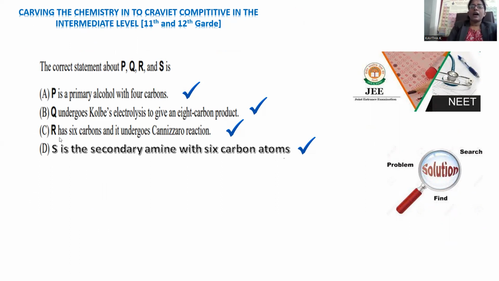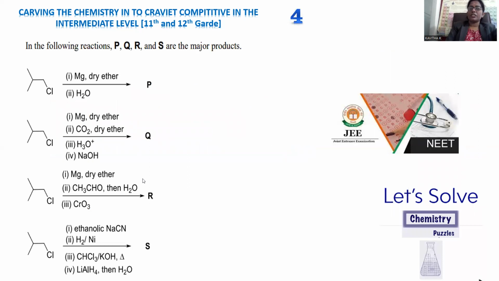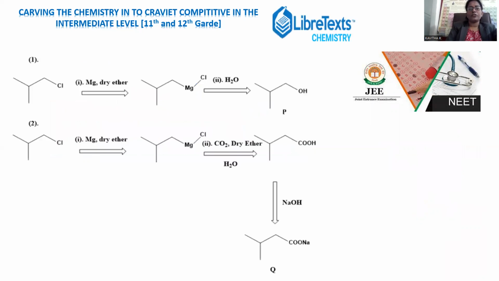And option C, R has 6 carbons and undergoes Cannizzaro reaction. The condition for Cannizzaro reaction is that alpha hydrogens must be absent, right? And a 6 carbon containing product should be formed. So that will be R. This is also the correct one only. And S is the secondary amine with 6 carbon atoms. This is also the correct answer. We have to search for the solution in order to solve this problem. It is somewhat critical and logical as well. We have to solve it in a detailed manner. Let's go with the solution for the question.